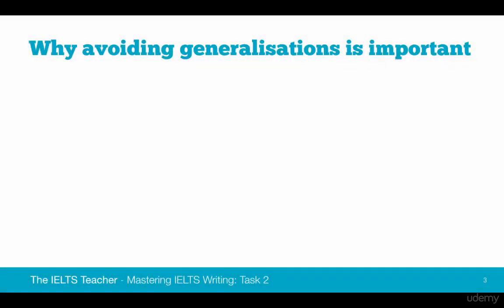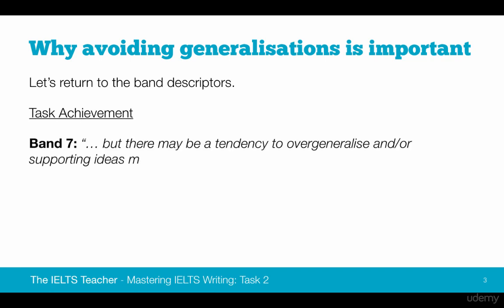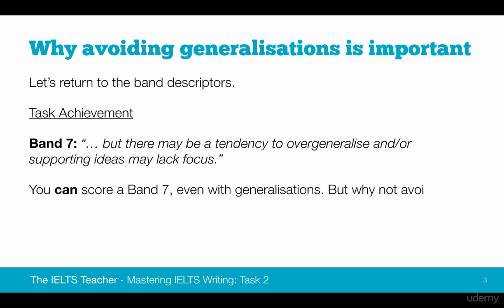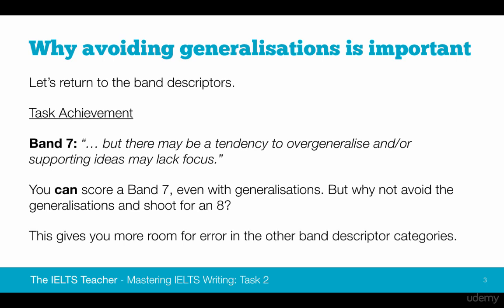Now, why is avoiding generalizations important? Let's return to the band descriptors. Task achievement, band 7 states, but there may be a tendency to overgeneralize and or supporting ideas may lack focus. So that tendency to overgeneralize. As you can see, you can actually score a band 7 even with generalizations. But why not avoid the generalizations and shoot for a band 8 instead? At the very least, this is going to give you more room for error in the other band descriptor categories.